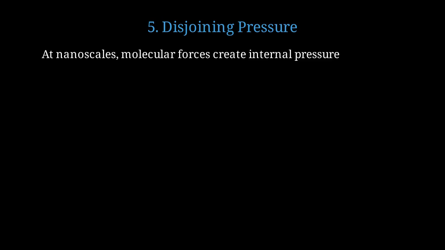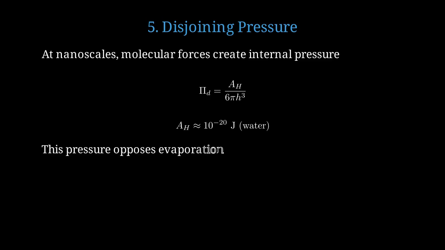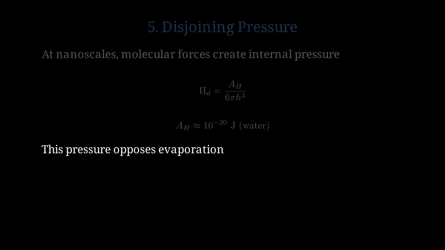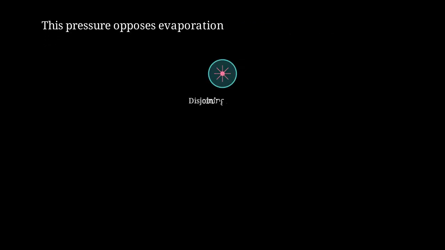Now we encounter a crucial nanoscale phenomenon: disjoining pressure. When droplets become extremely small, molecular forces between molecules create an additional internal pressure called disjoining pressure. The disjoining pressure Π_d equals the Hamaker constant A_H divided by 6π times the film thickness h cubed. For water, the Hamaker constant is approximately 10⁻²⁰ joules. This pressure acts to hold the droplet together, opposing evaporation. These inward arrows represent disjoining pressure, squeezing the droplet from all directions.